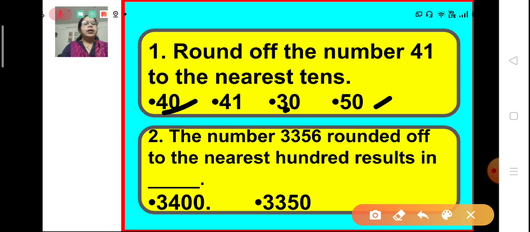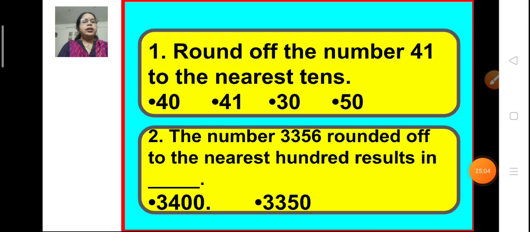Now the number 3356 rounded off to the nearest 100 results in, two options are given. So what we have to do? The number has to be rounded off to the nearest hundreds. Which is the hundreds place here? 3 is there in the hundreds place. So what is the digit next to this?